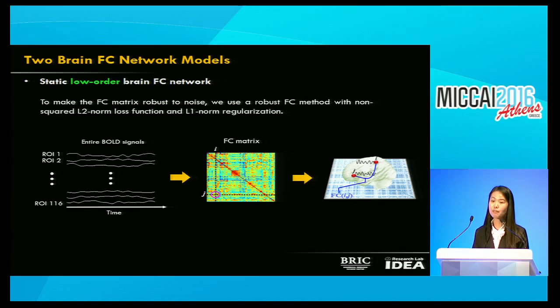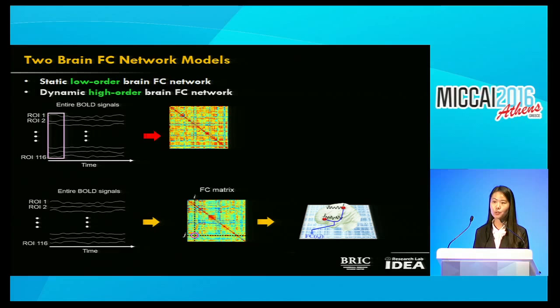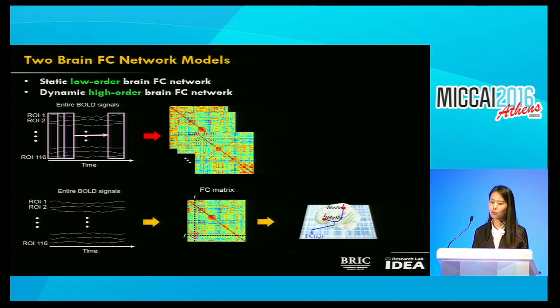Since this static low-order functional network can only measure static functional connectivity, we use another kind of method to measure dynamic functional connectivity, which is called the dynamic high-order brain functional connectivity network. Instead of the entire BOLD signal, we use small segments of BOLD signals. With each segment, we can compute a functional network. When this window moves forward, many functional networks can be constructed.